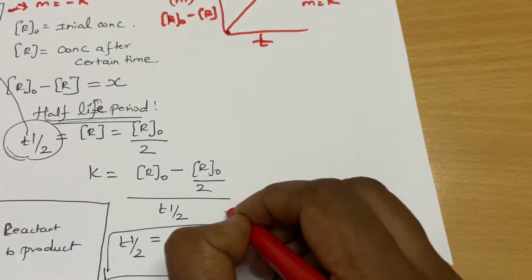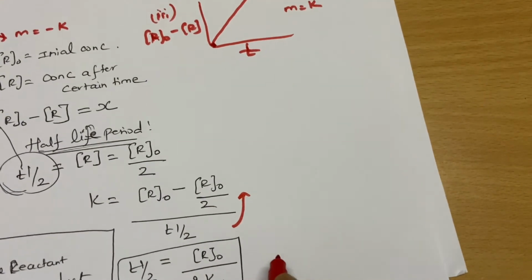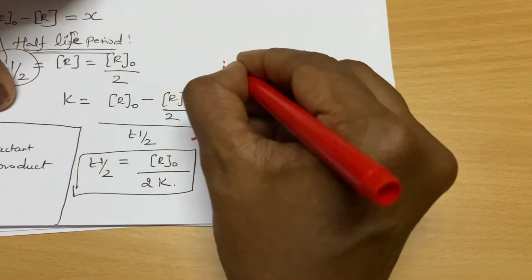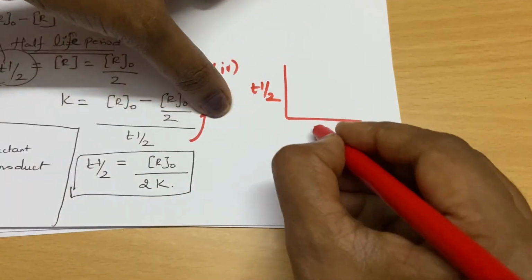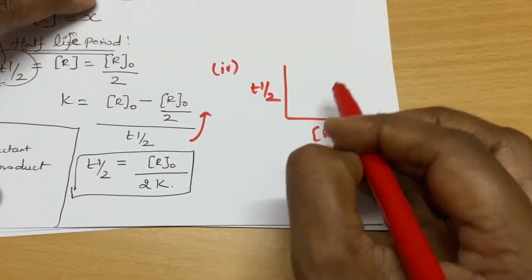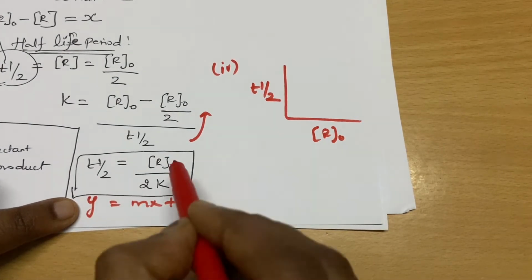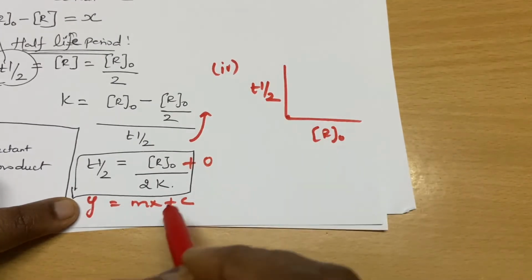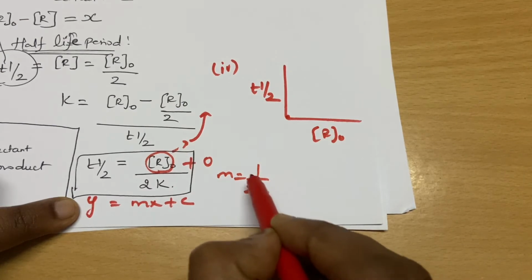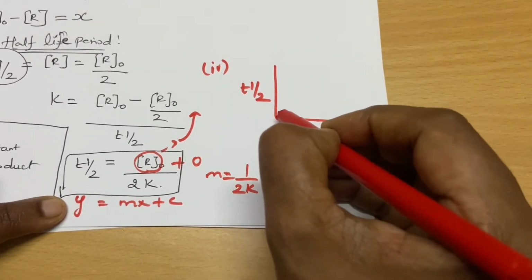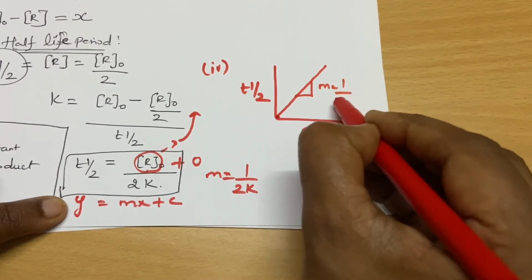See, another graph is from the half-life period, and the half-life period is directly proportional to R naught. So how will it look? The fourth graph is if you plot t half versus R naught. This is y equals mx plus c. Here also the intercept is 0, so the graph must start here. This is x, so m is equal to 1 by 2k. It is a positive value, so it must start from 0 and go like this. The slope value is 1 by 2k.